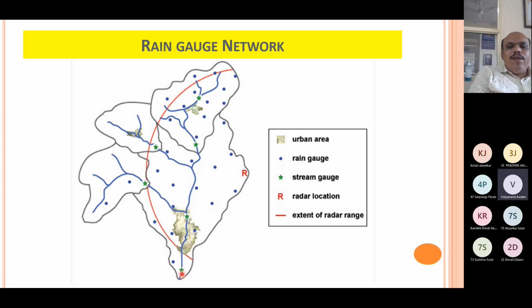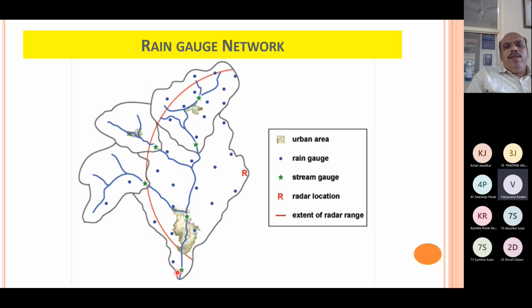And see this star. I hope the laser marker is visible to you. At this point there is a star, and that is the outlet for the fourth watershed. This fourth watershed is fed by three more watersheds. Along with it, it is supported by three more watersheds.